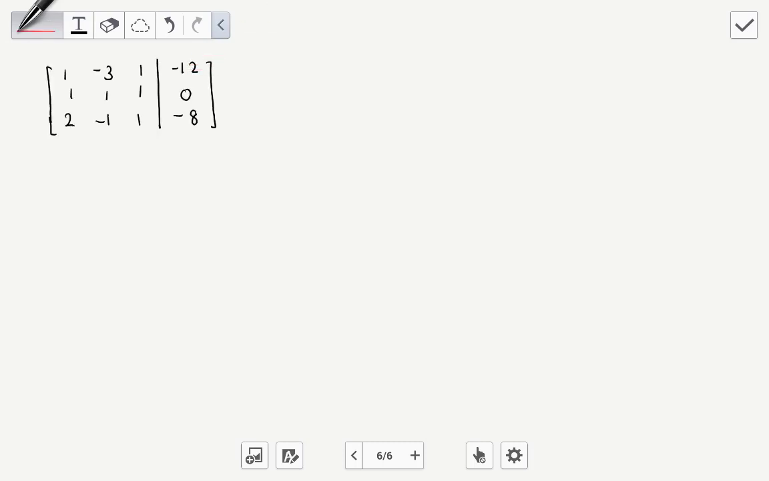Now this is almost like ERO. So we're going to start with column 1. We're going to try to change this to 1, 0, 0, followed by 1, 0, 0, followed by 1, 0, 0. So the moment we manage to change this to identity, the augmented matrix will give us the solution for X. So basically this is Gauss Jordan.